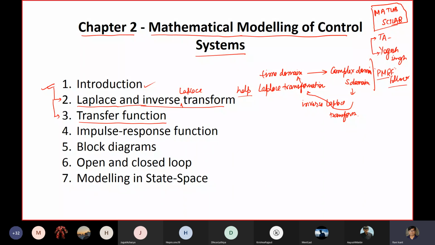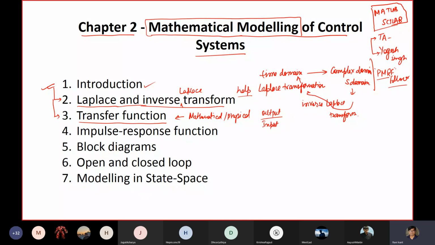So all my physical systems that I make in the form of mathematical models can also be written in the form of transfer functions. All mathematical equations or modeling of a physical system can be written in terms of a transfer function. A transfer function is nothing but the ratio of output response to input response.